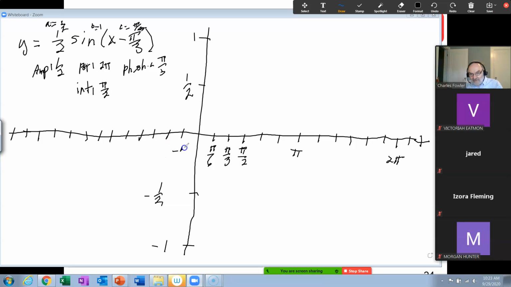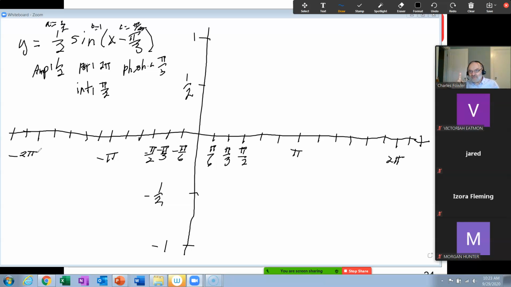This is minus pi sixths, minus pi thirds, minus pi halves, 3, 4, 5, 6, minus pi, 1, 2, 3, 4, 5, 6, minus 2 pi. Okay.